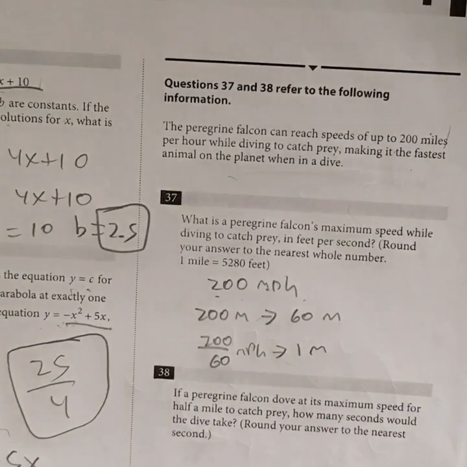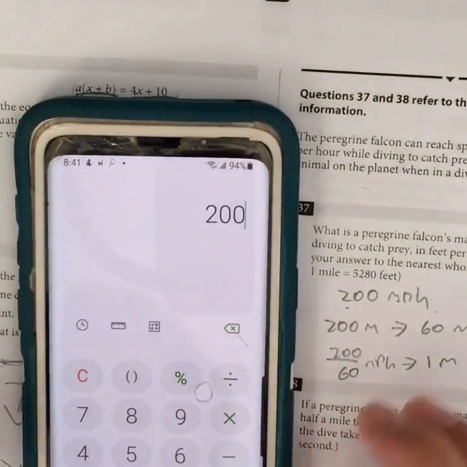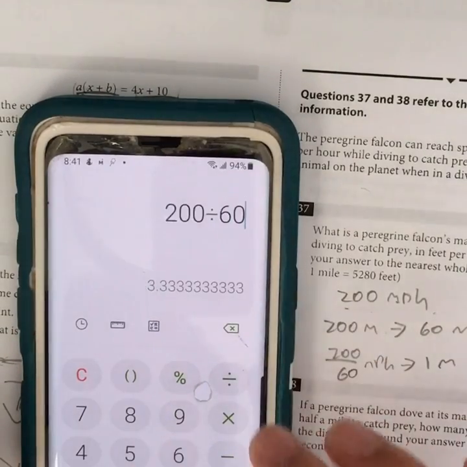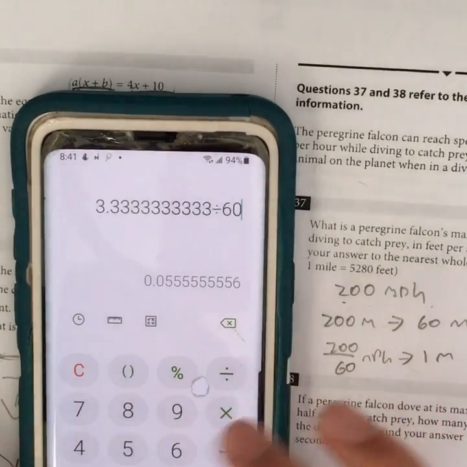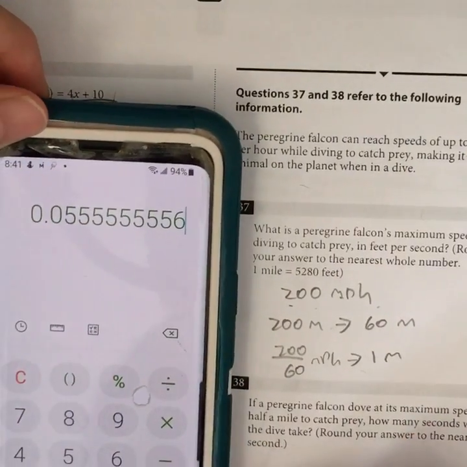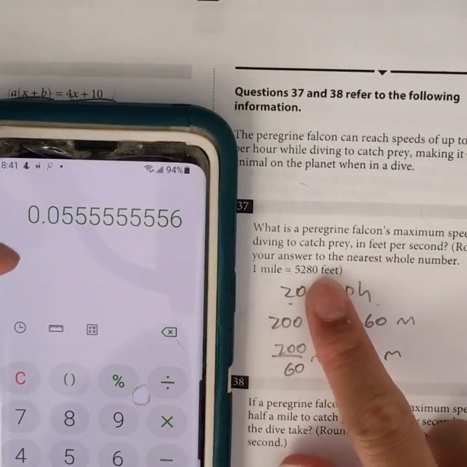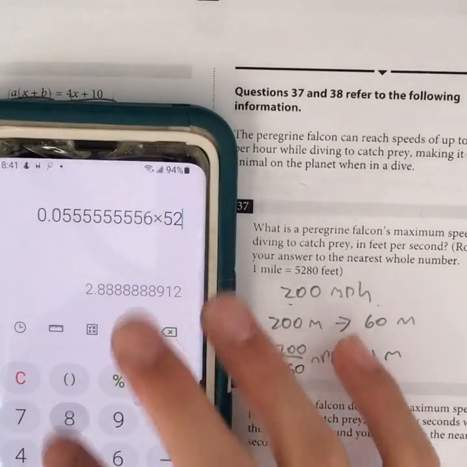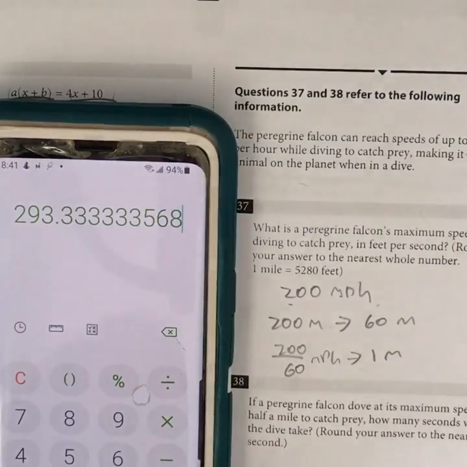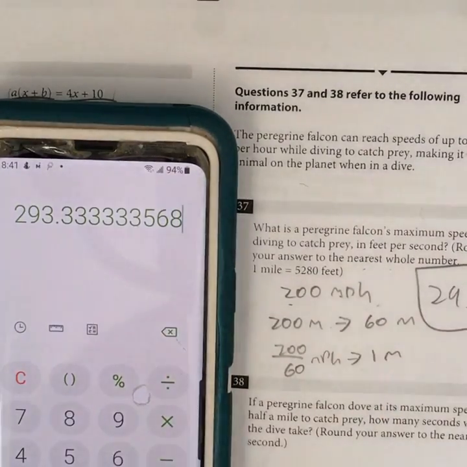So I'm just going to use my calculator, and I'll show you what I'm doing on the side. It goes 200 miles per hour, divide that by 60 to get the minutes, divide that by 60 again to get the seconds. So it travels this many miles per second. But they're asking for the answer in feet. 1 mile is equal to 5,280 feet, so you multiply this by 5,280, giving you 293. They say round to the nearest whole number, so 293 is your solution.